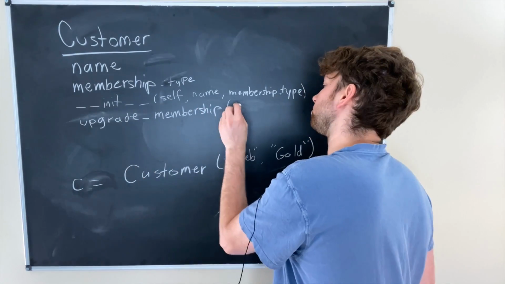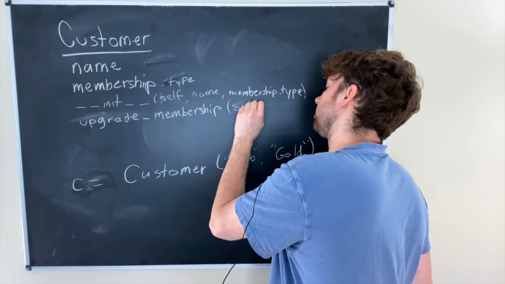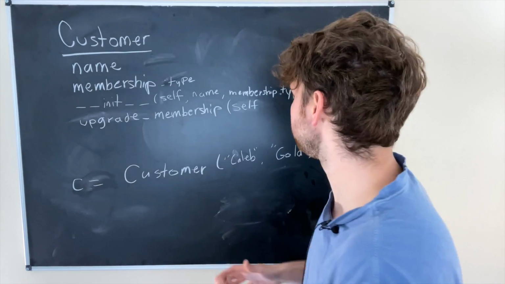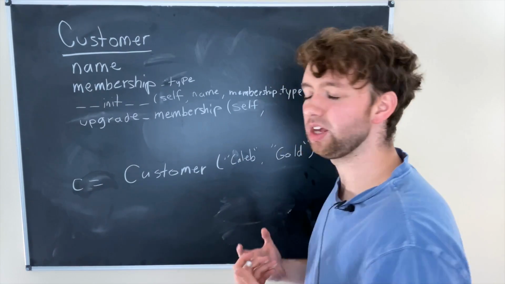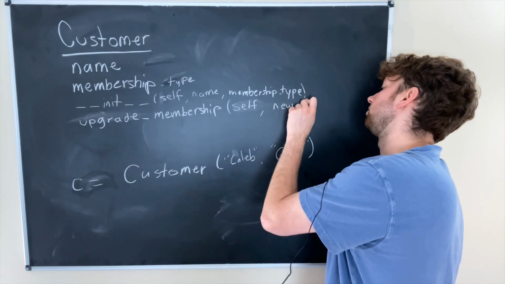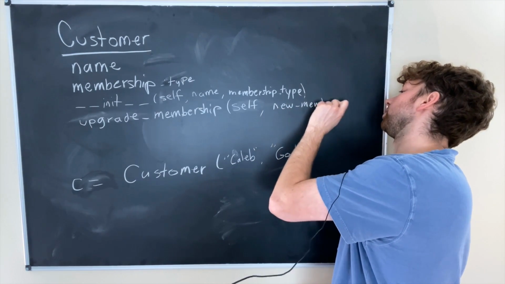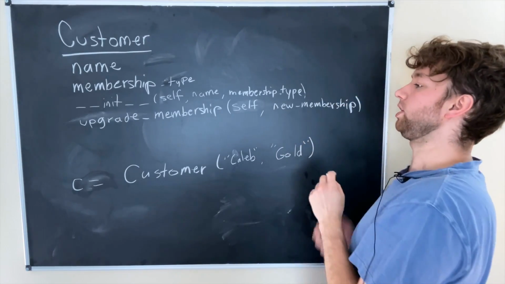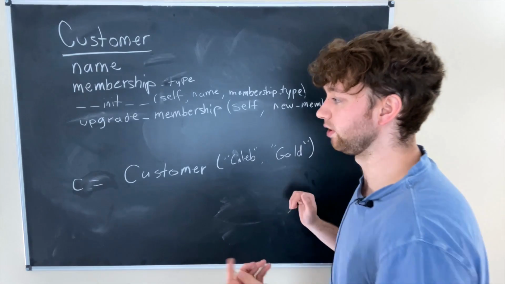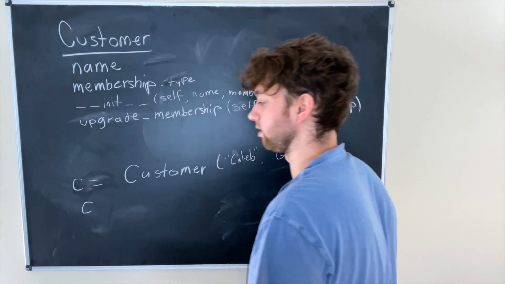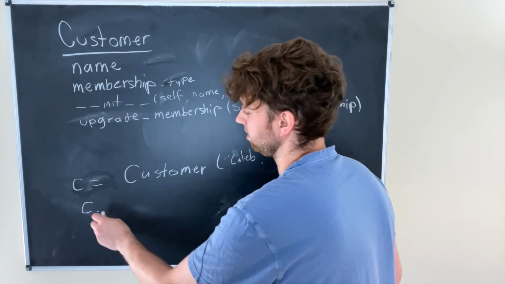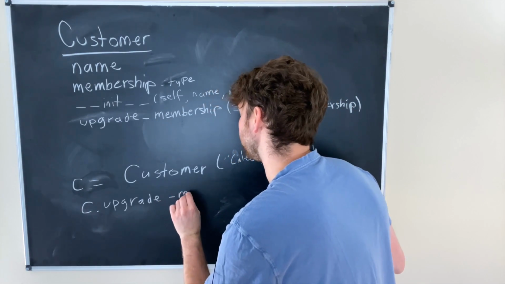Upgrade membership. The first parameter in here is always going to be that self keyword whenever we're talking about methods to work with the customers. And then anything else, maybe the new membership. So we could define all the code, what this does, inside of our class. And the way we would invoke this is we would take some customer. In this case, we have this c variable that's referring to a customer, and we would say dot upgrade membership.